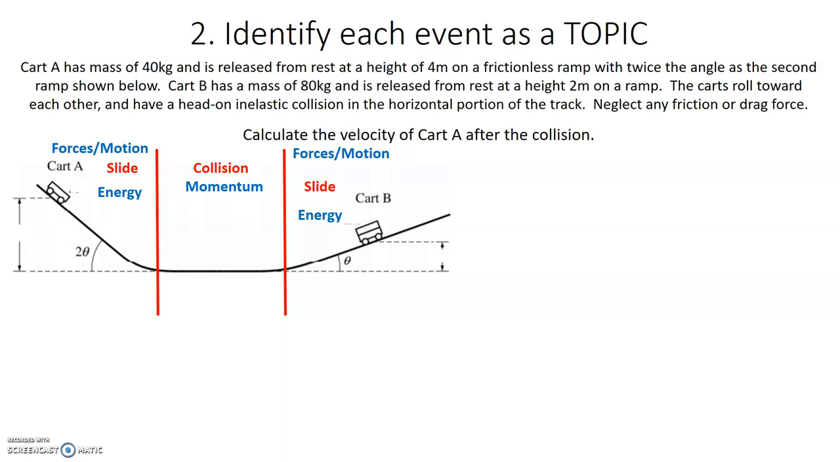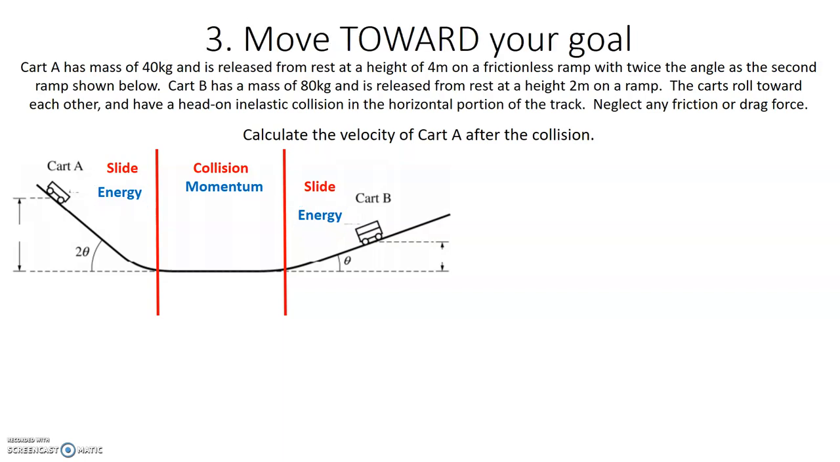But also, we don't really have the angles in there. It's going to be really hard to find our components. We don't really know the length at which they're traveling. We don't know the hypotenuse of each of those inclines. We don't know the base of those. We do know the height. So based on the information, I'm probably going to stick with energy just because we're lacking a lot of information for the forces and motion idea. So for the slides, I'm going to stick with energy. For the collision, I'm going to stick with momentum.